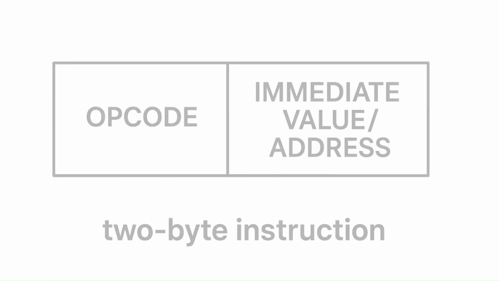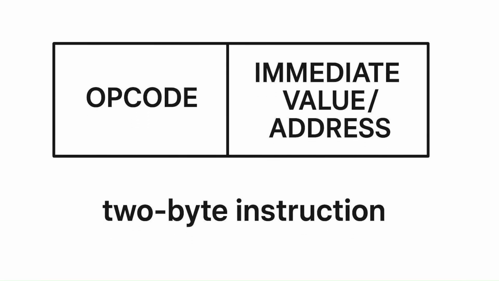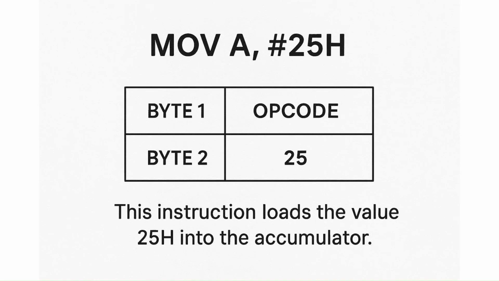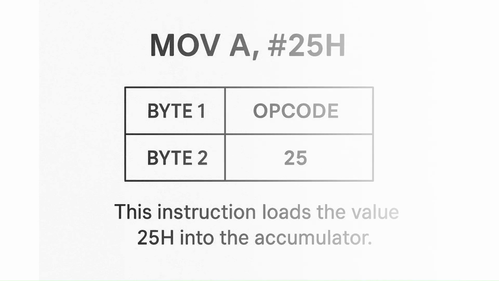2 byte instructions. 2 byte instructions occupy 2 bytes in memory. The first byte contains the opcode, and the second byte contains an immediate value or address. Example, MOV A, #25H. Here, byte 1 is the opcode for the MOV instruction. Byte 2 is the immediate data value, 25H. This instruction loads the value 25H into the accumulator.